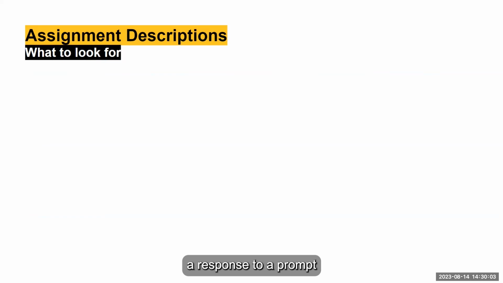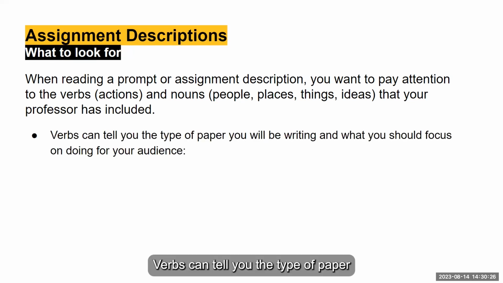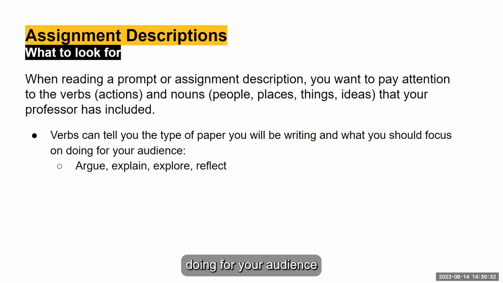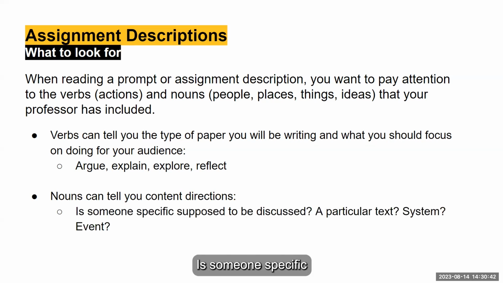When you write a response to a prompt or assignment description, you want to make sure you are really focusing on what matters. This starts with reading carefully. When reading a prompt or assignment description, you want to pay attention to the verbs, actions, and nouns, people, places, things, or ideas that your professor has included. Verbs can tell you the type of paper you will be writing and what you should focus on doing for your audience, like arguing, explaining, exploring, or reflecting. Nouns can tell you content directions. Is someone specific supposed to be discussed? A particular text, or a system, or an event?